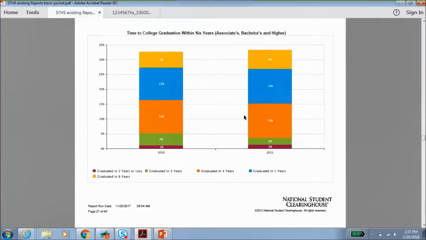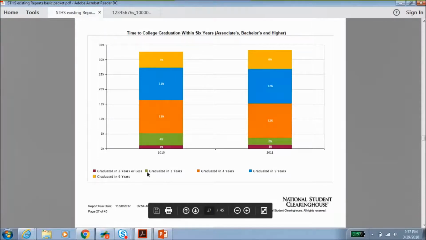Okay, now you can see that we're changing from the longitudinal graph to bar charts. This outcome is for time to college graduation within 6 years. Again, we're only seeing the class of 2010 and 11, like Rob mentioned, because the 6 years have passed. But it is showing you for the class of 2010, right here, all what has happened with the students in that class. And each color, of course, corresponds.